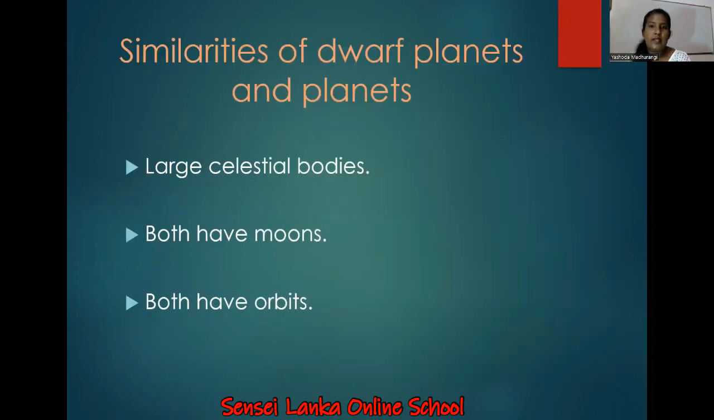So now, my dear children, look at this topic. It is important. Similarities of dwarf planets and planets. Earlier I told you there are some similar characteristics. Let's have a look at them. Large celestial bodies. Not only dwarf planets, the planets also. Both of them are large celestial bodies. Both have moons. Both have orbits. The shape of the orbit and its manner can differ, but both have an orbit. So these are the similarities.